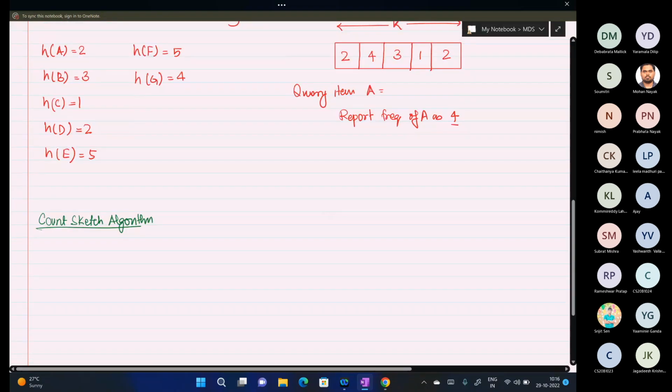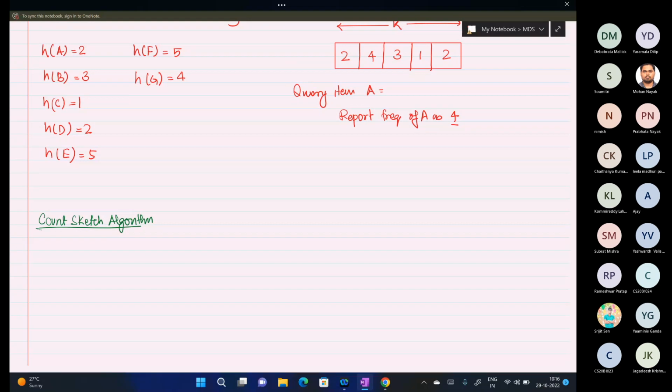Okay, so suppose we have the same example. We'll have A, B, A, A, B, B, T, E, F, G. Okay, so in the count sketch algorithm, we have one hash function, h, which maps the elements, the tokens, to one of these bins uniformly at random.